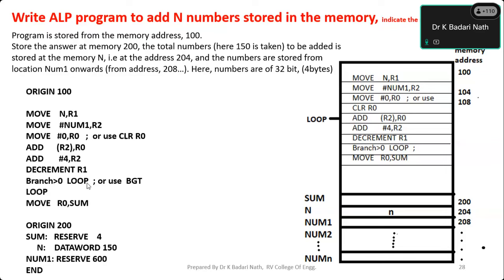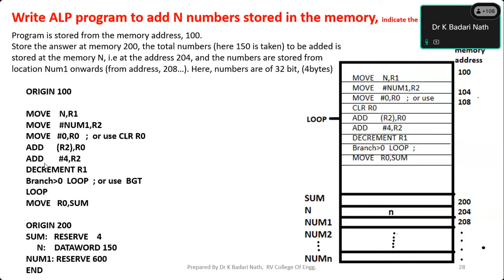So here something is missing, you can add here. The loop comes before the add instruction. So loop, please indicate before the add instruction. So before the add, loop will come. So you branch to the add instruction again. How many times do you keep on doing this?